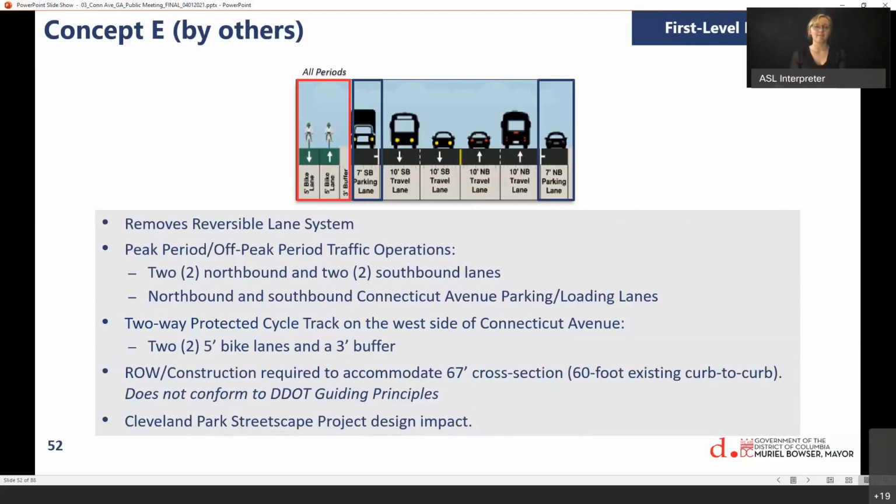Concept E combines all the elements that we just talked about before. This removes the reversible lane system. During both the peak and off-peak periods, there would be two travel lanes in each direction with parking on both sides of the street. This would also include the two-way cycle track that's protected on the western side of the street as well. However, the fatal flaw of this concept is that it does require DDOT to move out of the 60-foot right-of-way, which doesn't conform with the guiding principles of the project and would conflict with the Cleveland Park streetscape design further along the corridor.